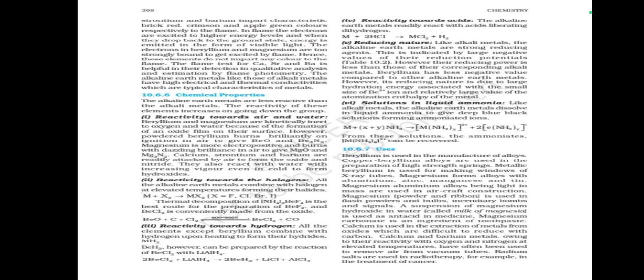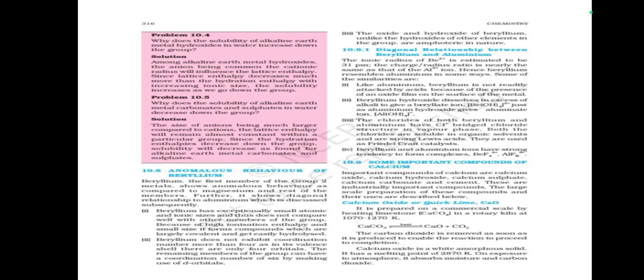Chemical properties: reactivity towards air and water, reactivity towards the halogens, reactivity towards hydrogen, reactivity towards acids, reducing nature, solutions in liquid ammonia, uses. General characteristics of compounds of the alkaline earth metals: oxides and hydroxides, halides, salts and oxoacids, carbonates, sulfates, nitrates. Anomalous behavior of beryllium, diagonal relationship between beryllium and aluminium.